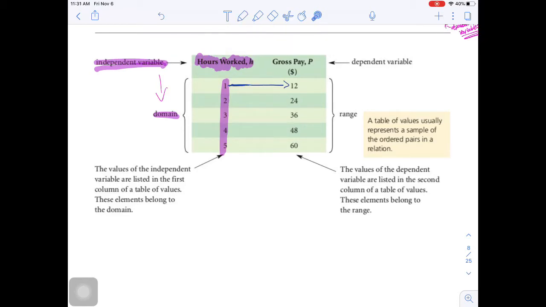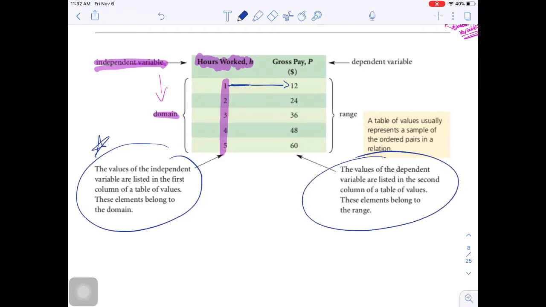Recognize that here for hours, we have stated it's measured in H. And remember, time is usually an independent variable, if not always, okay? Because we don't have control of this. So you always put your independent variables on the left side and your dependent variables on the right side. The values of the independent variables are listed in the first column of the table of values. These elements belong to the domain. So you want to remember this.